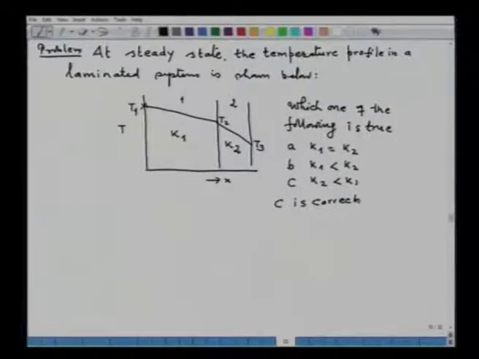C is correct. Now, you can see in terms of Fourier's law of conduction, because K is low, the temperature gradient is steep. So, that is why the answer for this is this one.